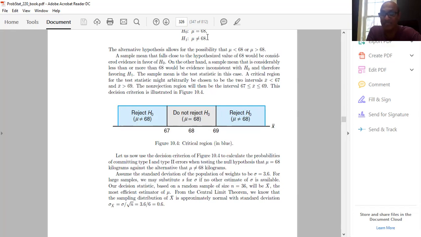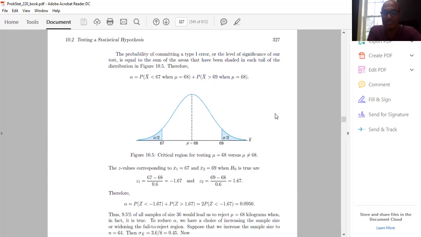Or you can say different from 68 means you can say less than 68 and greater than 68. But for practical purposes, you have to have a little window with the integers. So I would say that it is 67 to 69. So less than 67, reject the null hypothesis; greater than 69, reject the null hypothesis; but within the range of 67 to 69, accept the null hypothesis, or you can say don't reject the null hypothesis.